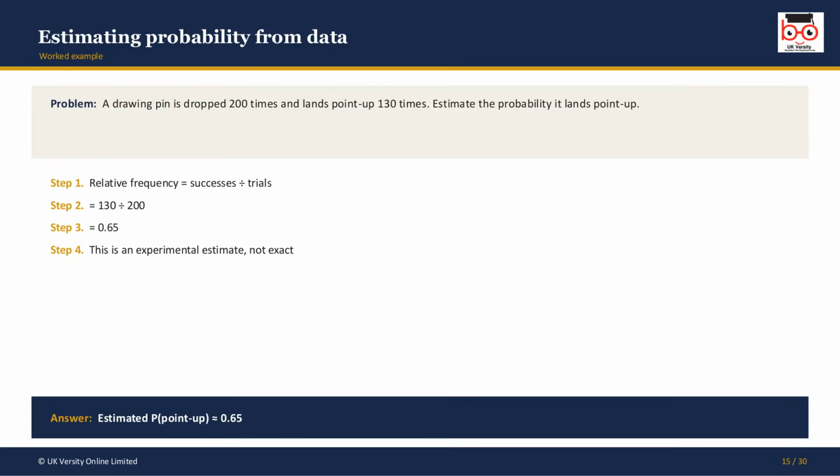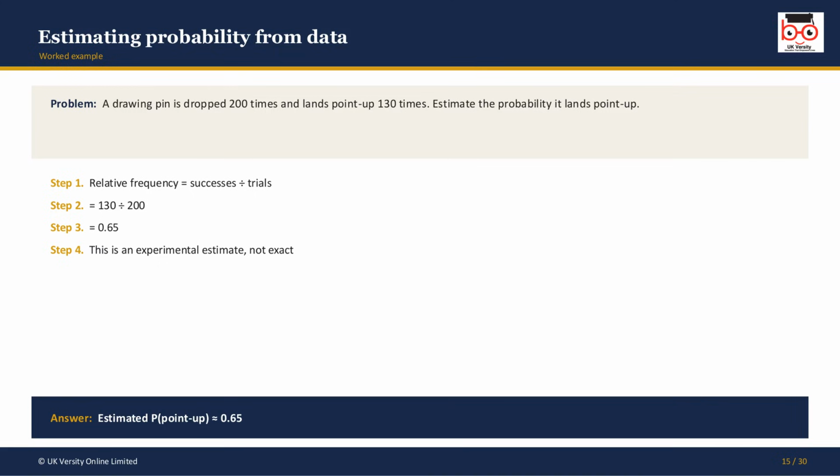Here's an example with real data. A drawing pin is dropped 200 times and lands point up on 130 of them. The relative frequency is successes over trials, so 130 divided by 200, which is 0.65.